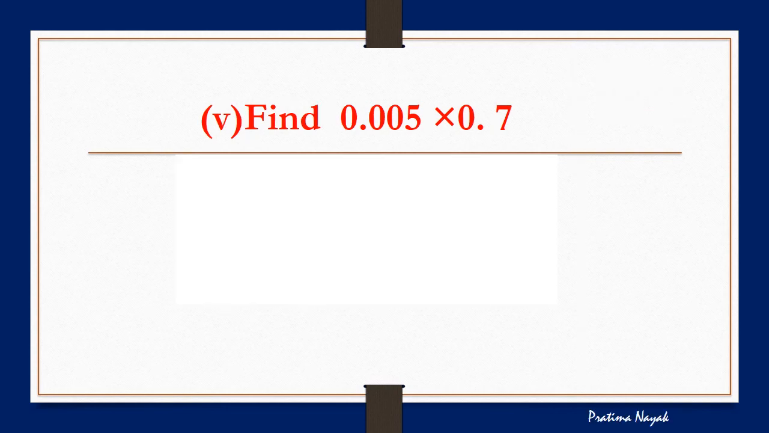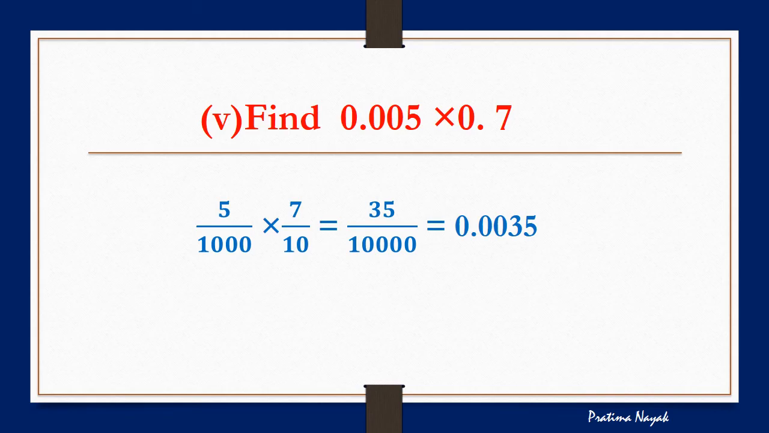Now find the product of 0.005 into 0.7. So what will be 0.005? We know already. It will be 5 by 1000 and 0.7 is equal to 7 by 10. So again the numerator is 35. And what about the denominator? It will be 10,000. So how many places will we leave from the right side? We'll place the decimal 4 places leaving from the right. So it will be 0.0035.